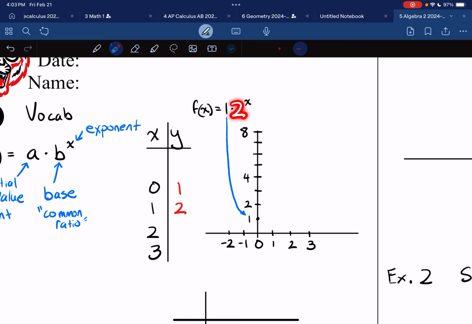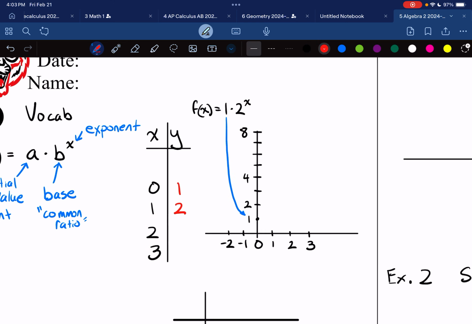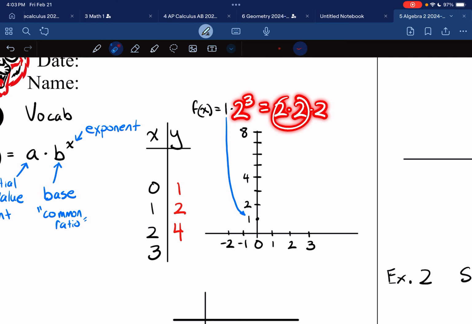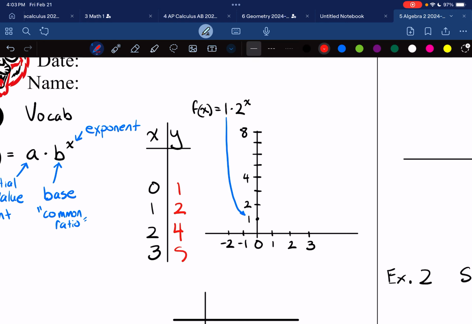Well, 2 to the power of 2 is 2 times 2, and 2 times 2 is 4, so this value is 4. Okay, well, what happens if I take this 3 and plug it up here, this x, then I'm going to have 2 to the power of 3, which is 2 times 2 times 2. Well, that's 4. 4 times 2 is 8. This is 8.